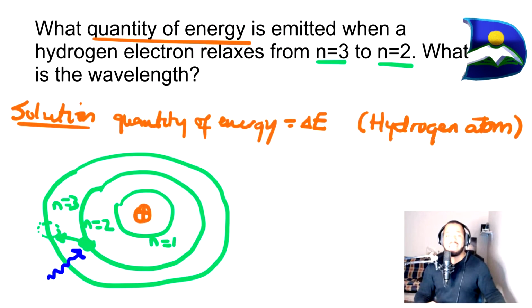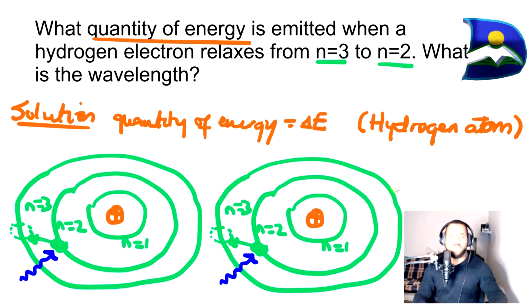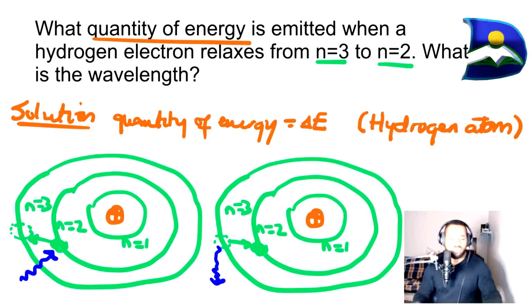And in order to come back, once that electron is in the third energy level and wants to go back to its original level, in this case n equals 2, that electron will lose that particular wavelength or energy, and so it will drop back to n equals 2. So that leads us to our specific question, where we're saying that the electron relaxes, which means it goes from a higher energy level to a lower energy level.